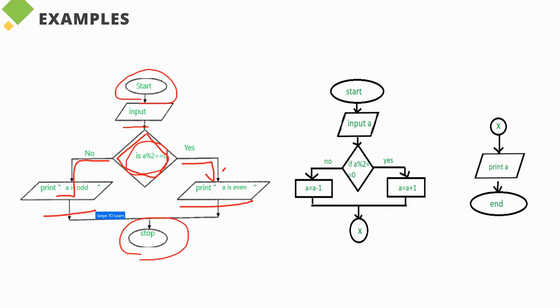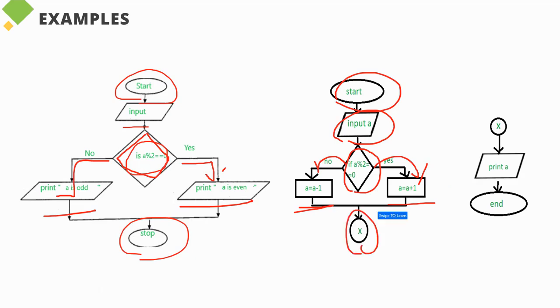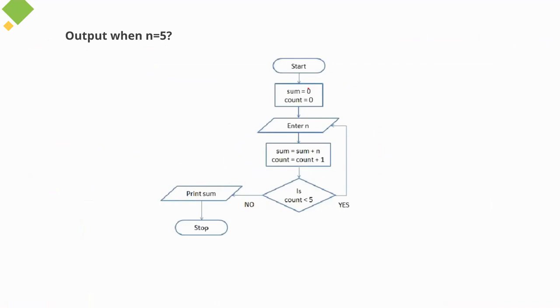See with the next one, you go with your start, reading input. If A mod 2 equals 0, that is even, then A equals A plus 1. If it is not, then A equals A minus 1. Then here we go with the on-page connector. Whenever you see this on-page connector, you check in the page where it is. So here it is, and then the flow follows the next one. After completion of either incrementing or decrementing, you have to print A and end this flowchart.